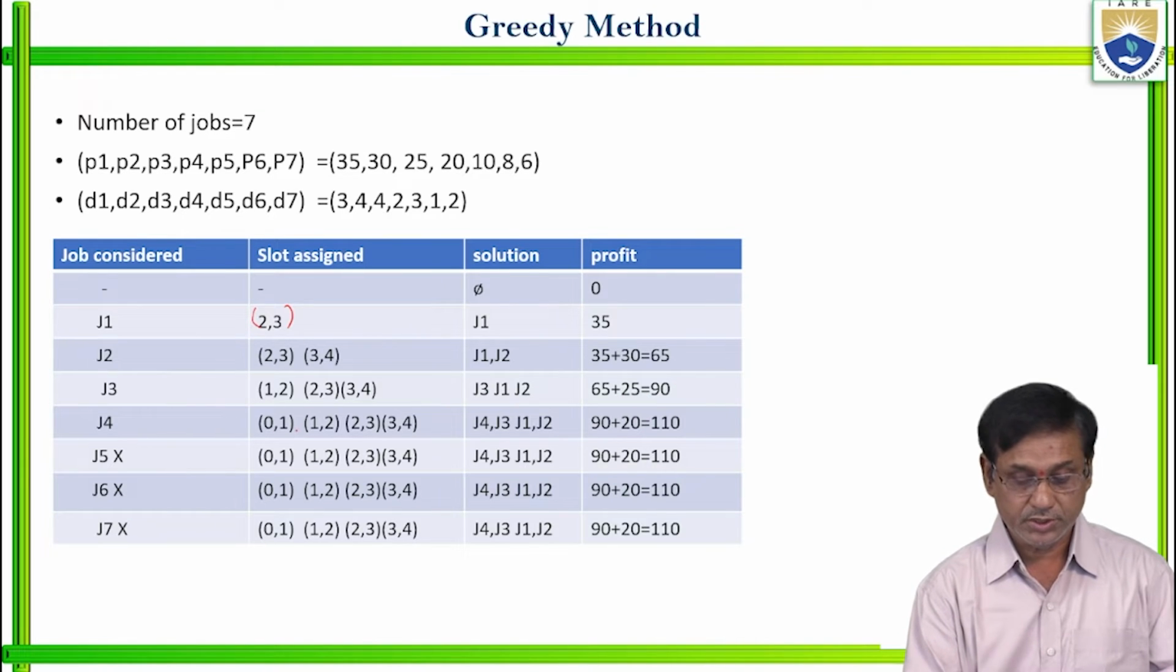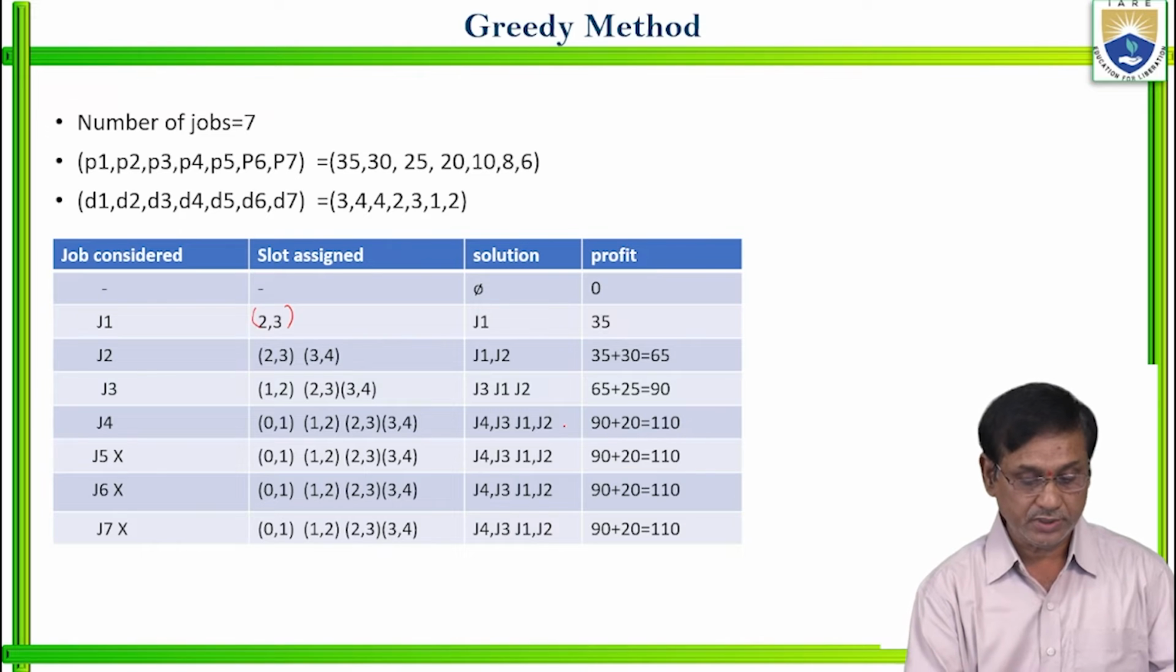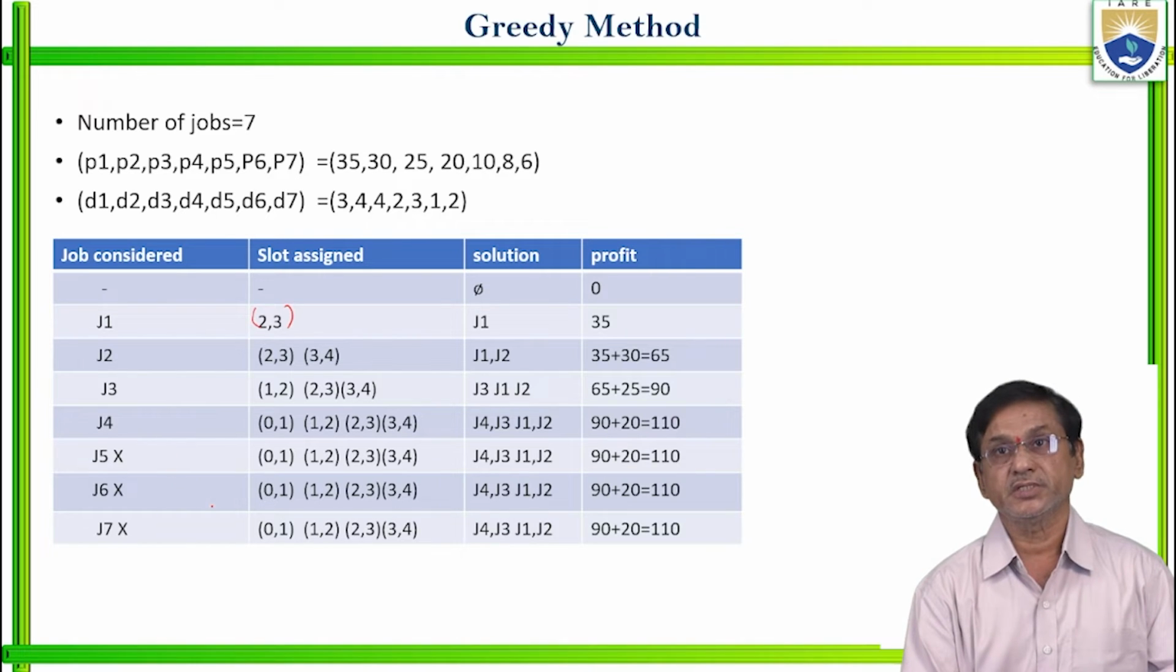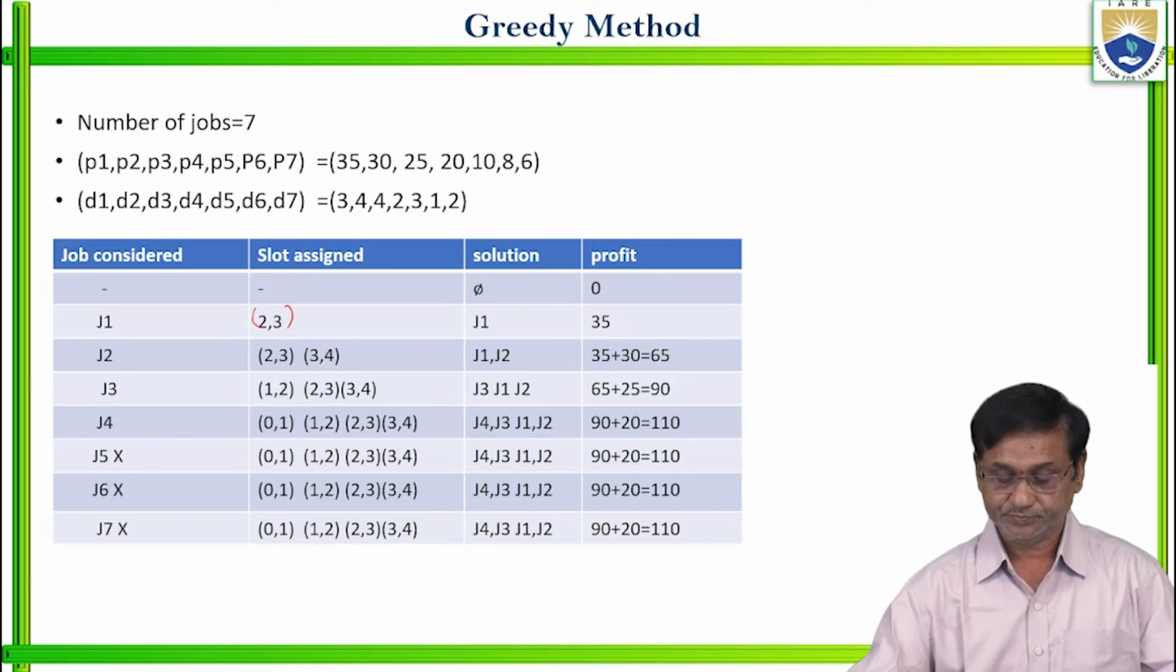So J4 profit is 20, and 2 hours it can wait. The first slot is free, so we can assign the first slot. Then the slots assigned 0 to 1, 1 to 2, 2 to 3, 3 to 4, and jobs are J4, J3, J1, J2, and the total profit is 110. For the jobs J5, J6, J7, slots are not available, so we cannot assign. So the maximum profit we can obtain is only 110.